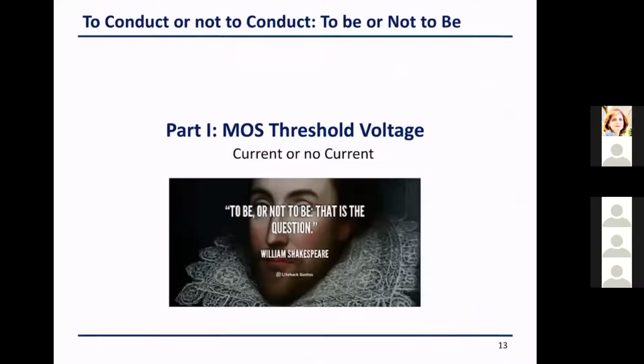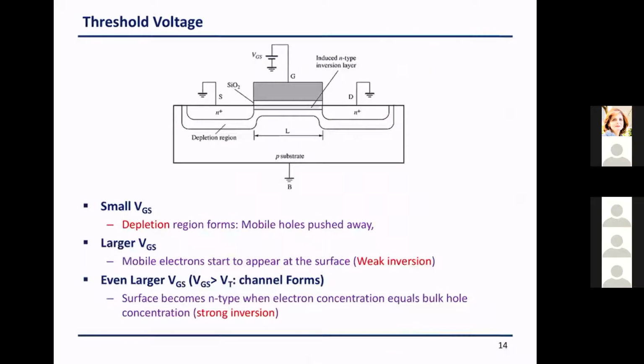So the first simple step that we need to look at is really the MOSFET threshold voltage, because the MOSFET threshold voltage will determine if it is on or off, and will determine if there is a current or no current. So the famous quotation: to be or not to be. To look at the MOSFET threshold voltage, we will do a refresher again.